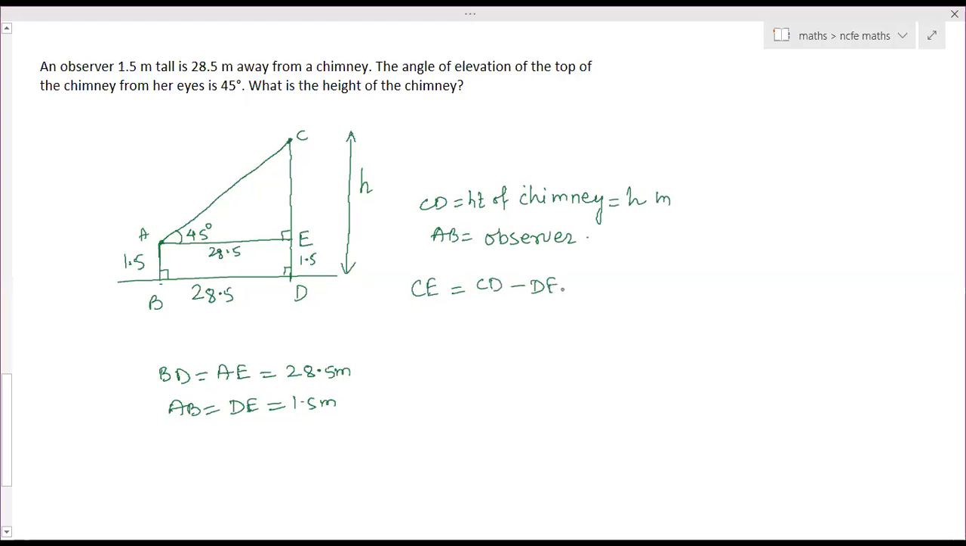CD minus DE. The full distance is H and DE is 1.5. So what is the value of CE? CE is H minus 1.5 meters. Is it right? Yes, ma'am.